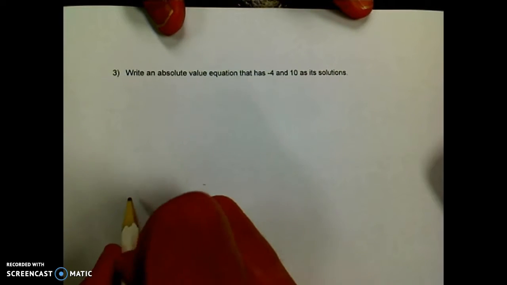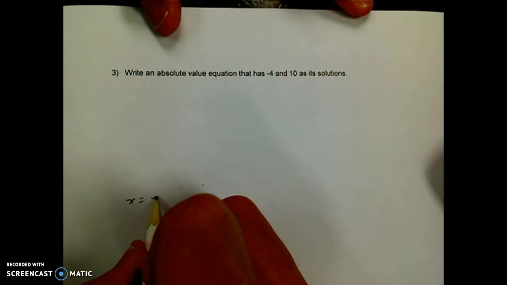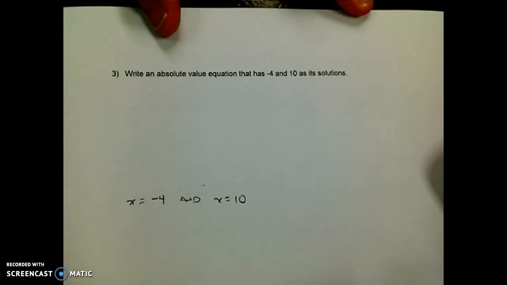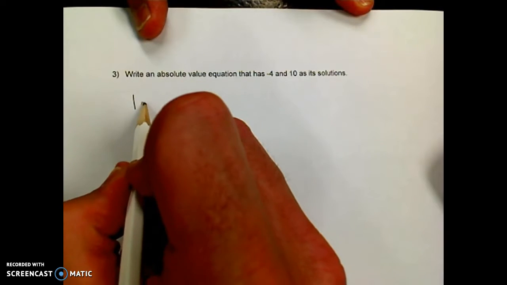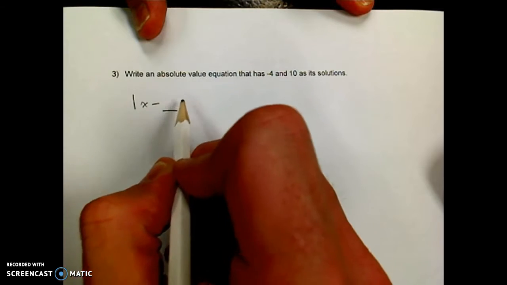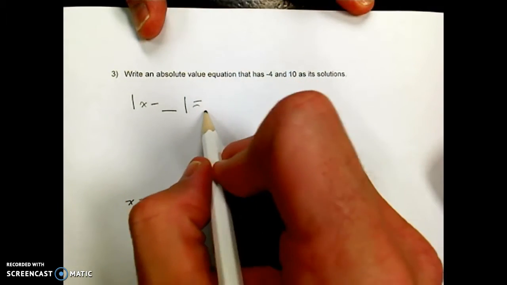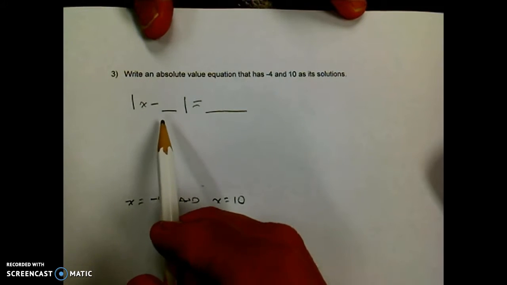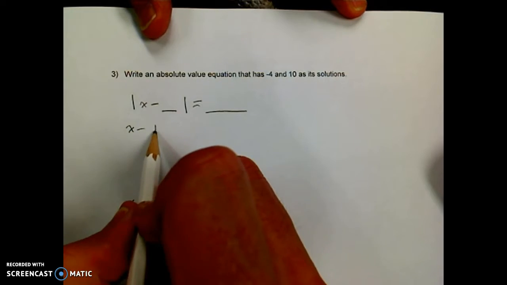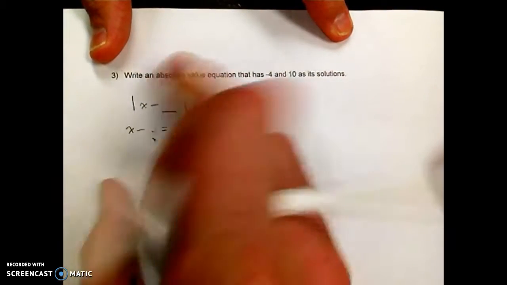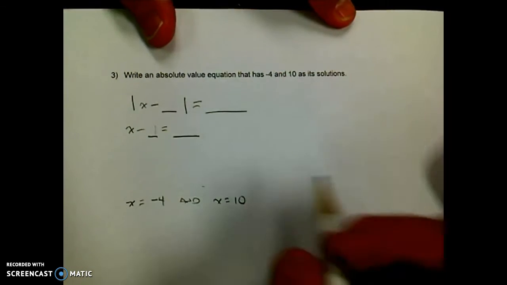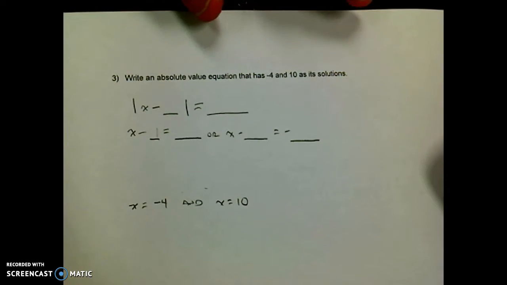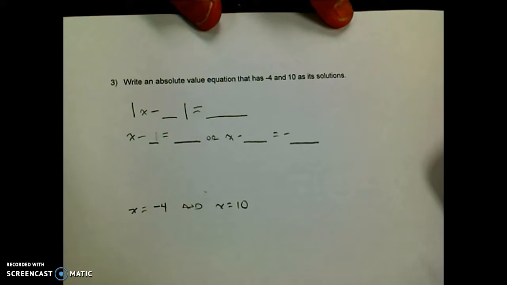Well, let's think about what that would mean. I'm going to end up with x equals negative 4 and x equals 10 as solutions. Well, where did I start? I had the absolute value of some expression, x minus a number, is equal to a value. So when I break this down, I'll have x minus a number equals something, or x minus that number equals the opposite of that same something. So this at least gives us an idea of where we're going to begin.